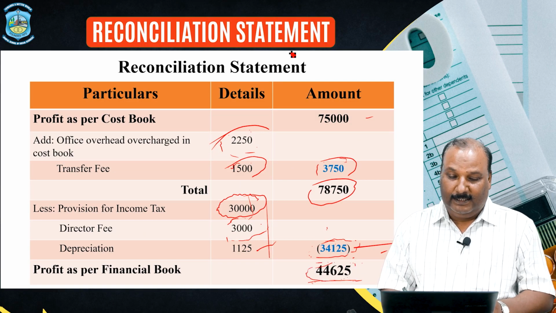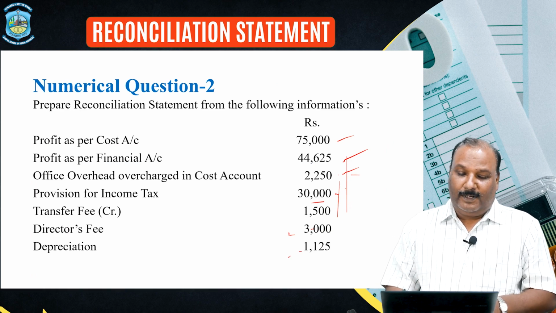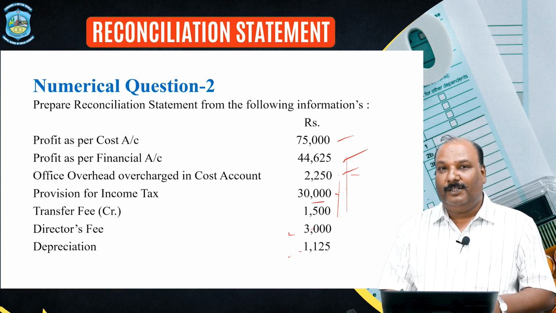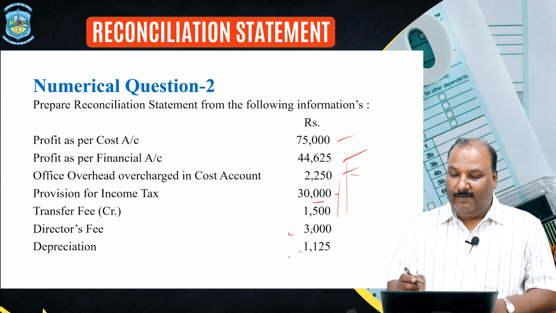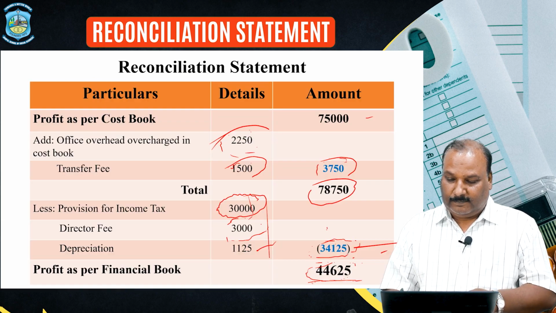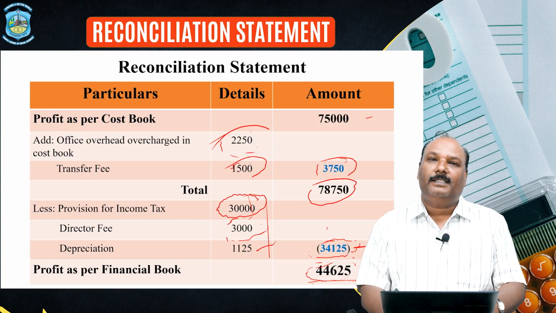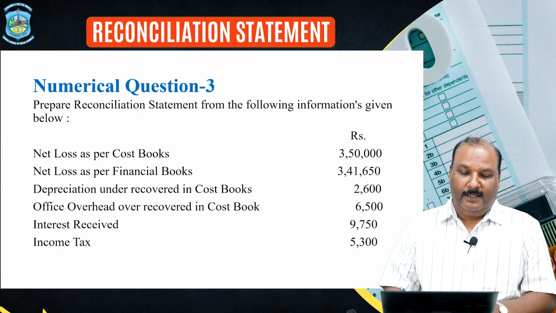Here is the answer. Let us see in the question. Profit as per cost sheet was 75,000 rupees, which was given, and I started with this. The answer is 44,625 rupees. Now, let us move to another question.